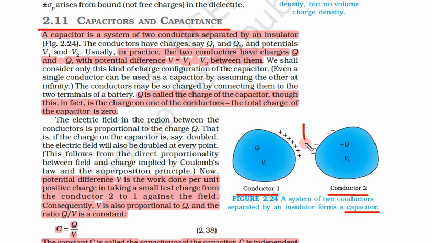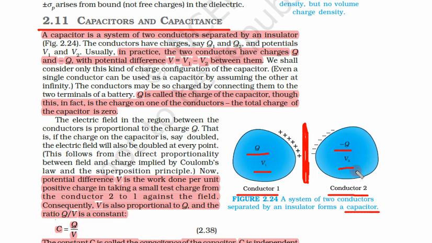So there must be some kind of insulator, whether that insulator is air or some other kind of material, but there must be some insulator in between them. So a capacitor is a system of conductors separated by an insulator. Now this has a charge positive Q and potential V1. This other one has a charge minus Q and again there is a potential V2.